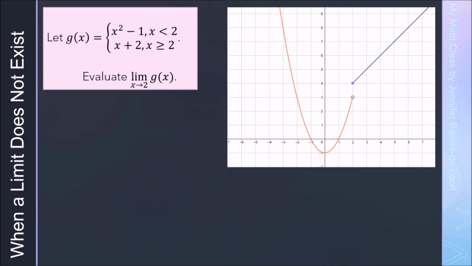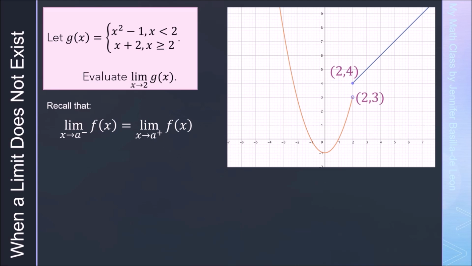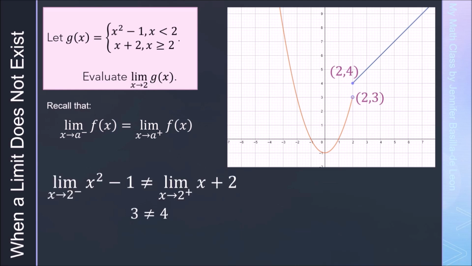Recall that in order for the limit to exist, the limit of f of x as x approaches a from the left should be equal to the limit of f of x as x approaches a from the right. Since we got different values which the function approaches as x approaches 2 from the left and from the right, we can say that the limit of g of x does not exist.